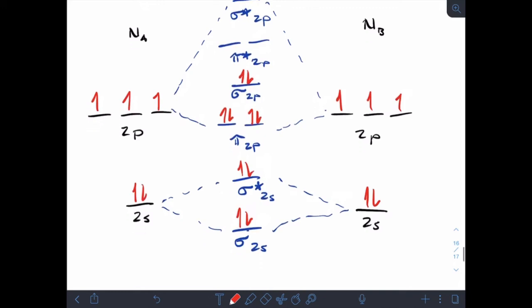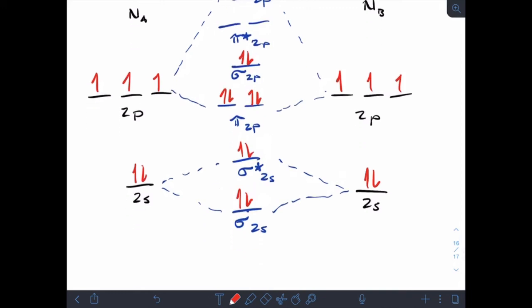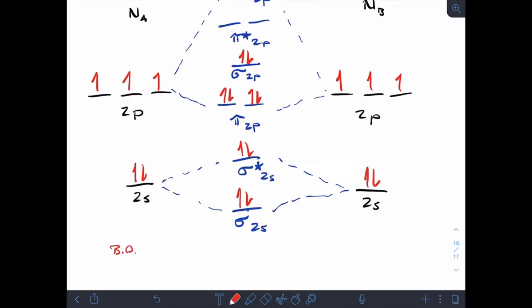Now let's take a look at the bond order just for fun, because I think you'll find it interesting. So the bond order is 1/2 the bonding minus the antibonding. So let's take a look. Our bonding orbitals are anything that doesn't have a star. So I've got 2, 4, 6, 8 bonding electrons, right?